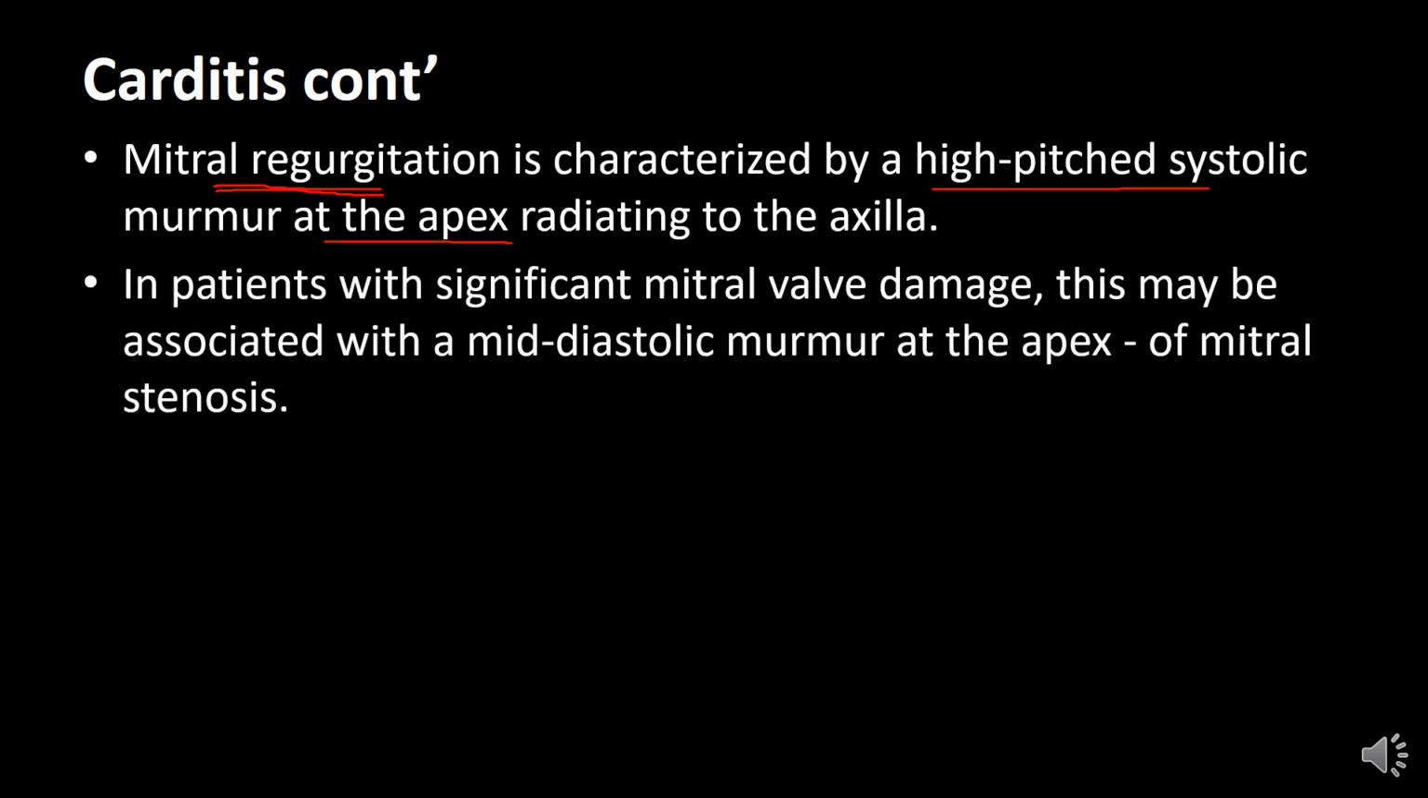Now, in patients who present with significant mitral valve damage, it may also be associated with a mid-diastolic murmur. Now, if there is a diastolic murmur, now you know there is both regurgitation and there is also stenosis. This valve is not able to close adequately during systole, and it is also not able to open adequately during diastole. So you have both a systolic and diastolic murmur, which we usually call a continuous murmur.